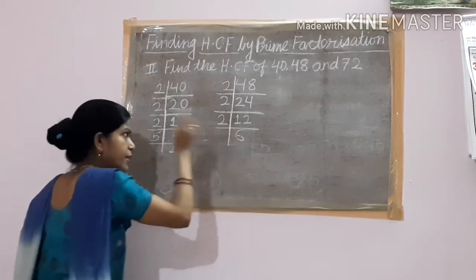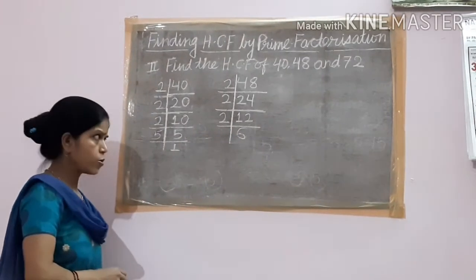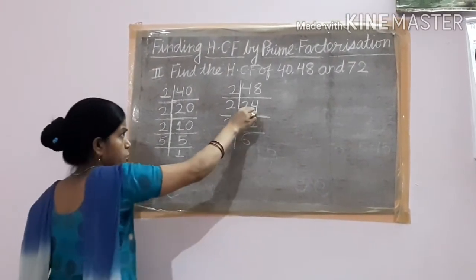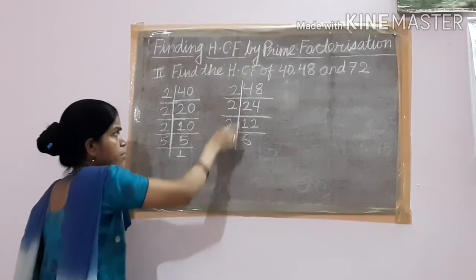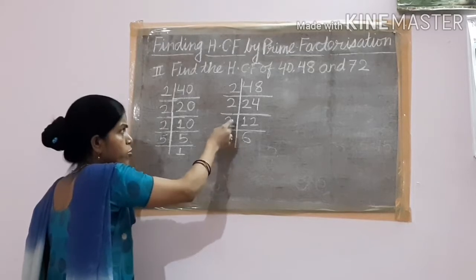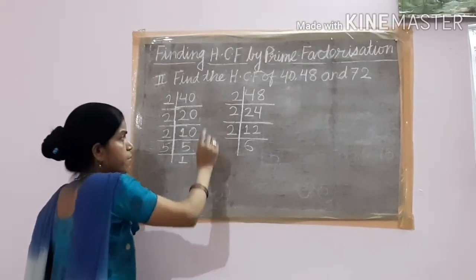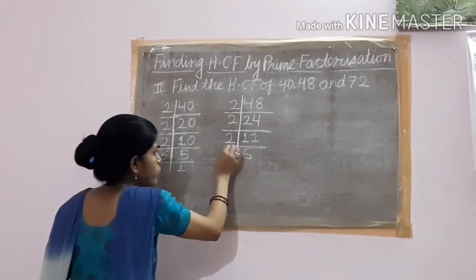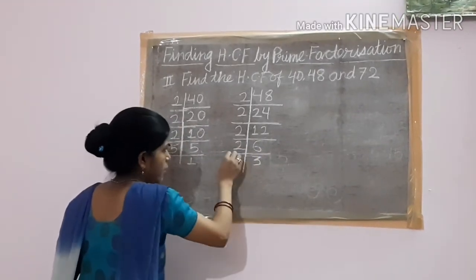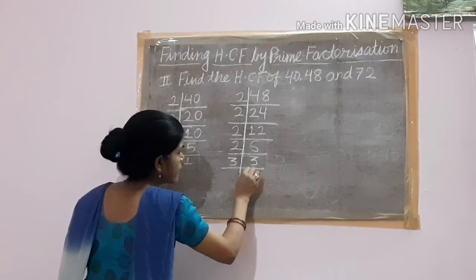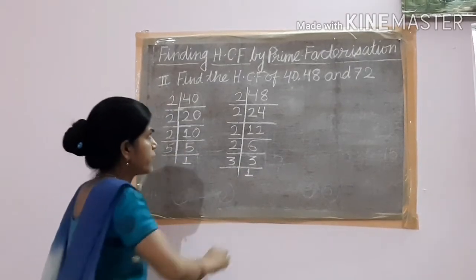Now here this 6 is divisible by 2 also, 3 also, even this 24, 12 also, but we are taking the first prime divisor. So these numbers are divisible by 2, so we are first dividing by 2. Now 2 threes are 6. Now 3 ones are 3. This also is over.